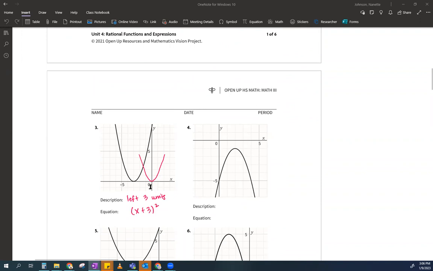Again, I would check a couple points just to make sure. It looks like a good point to check is -2, 1. So when I plug -2 in, I get -2 plus 3 is 1. 1 squared is 1. So yay. Another point I can plug in is -1, 4. So when I plug in -1, I get 2 squared is 4. So yay. So perfect. That's just a really quick reminder on how to use your translations, your shifts to write your equations. Again, double check with your points. Otherwise, you can kind of be tricking yourself. So very good.